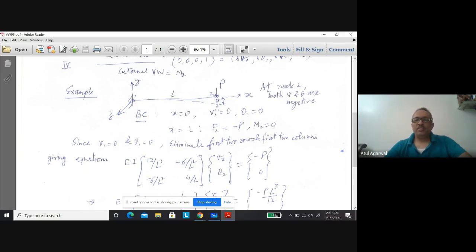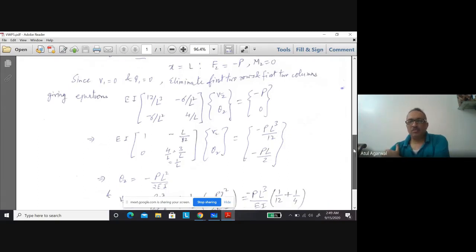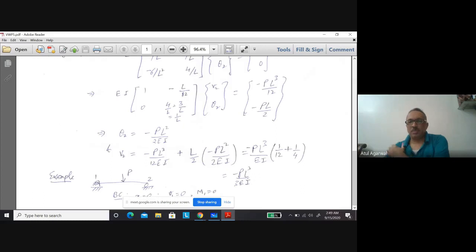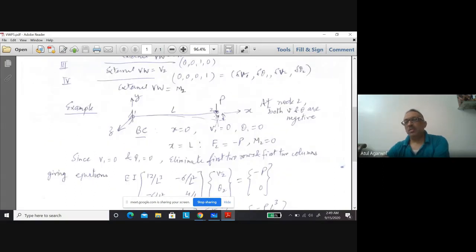Now in that stiffness matrix, since we have V1 and theta 1 as 0, we eliminate the first two rows and first two columns. So we are left with this set of equations. We can solve it and get our V2 and theta 2. So this is as expected. This is our vertical displacement. Here it is negative because our positive direction is upwards. Similarly, theta 2, you see as it rotates, your theta 2 will be clockwise, so it should be negative. So both V and theta are negative at node 2.